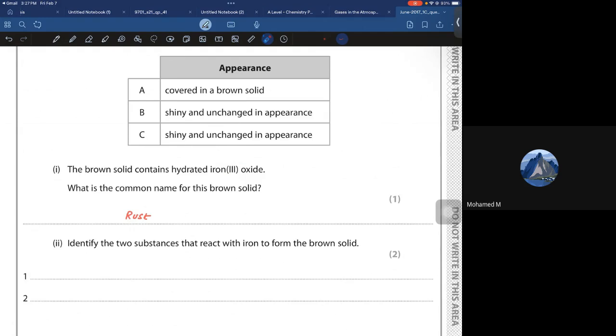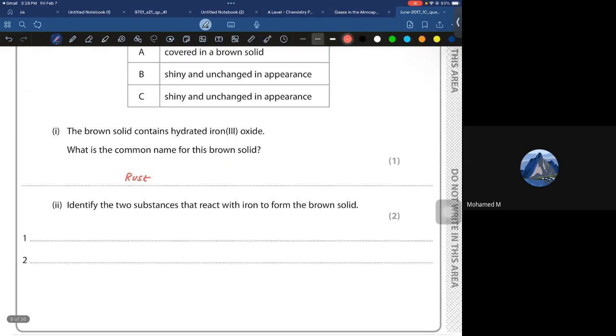Identify the two substances that react with iron to form the brown solid. Basically, in easier words, they are asking how the things got rusted, like with whom they are going to react. So obviously you will say oxygen. Am I right? Oxygen is a one man show. So first of all you have oxygen, and next one, water from the atmosphere. You can also write moisture. Okay.